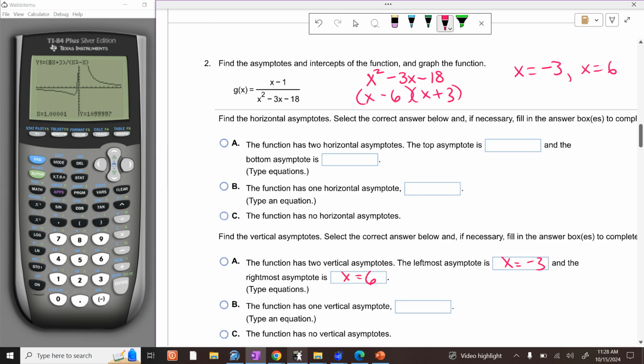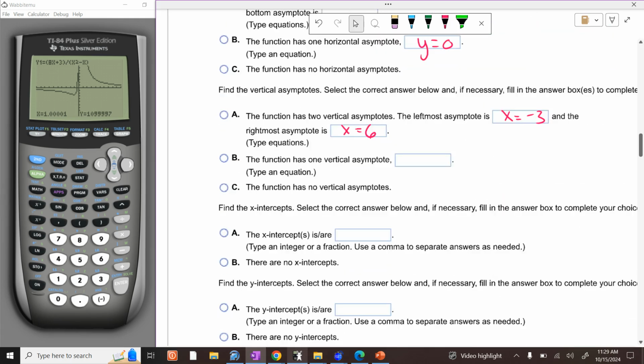Horizontal asymptotes. Where's the higher power? Denominator. So your horizontal asymptote is y equals 0. If they're the same power, then we use the coefficients. But since the higher power is on the bottom, it's y equals 0.